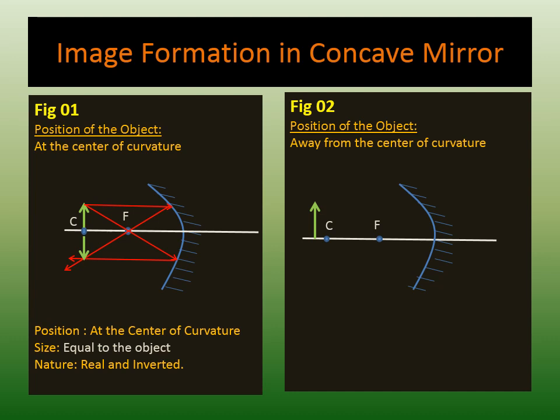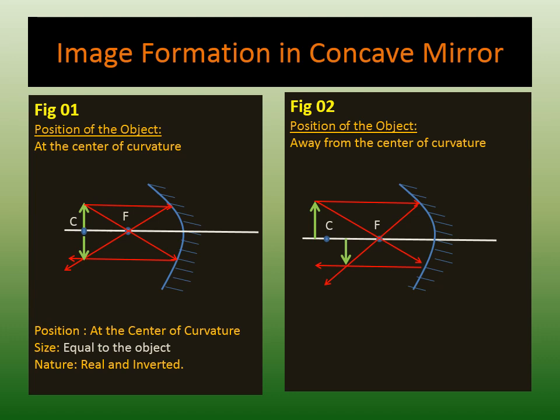There is the object which is away from the center of curvature. This is also a straight object. We have to consider the first ray, which is parallel to the principal axis. It strikes the concave mirror and reflects through the focus, and there is another ray through the focus, and it will reflect just parallel to the principal axis like this. And here we will get the image.